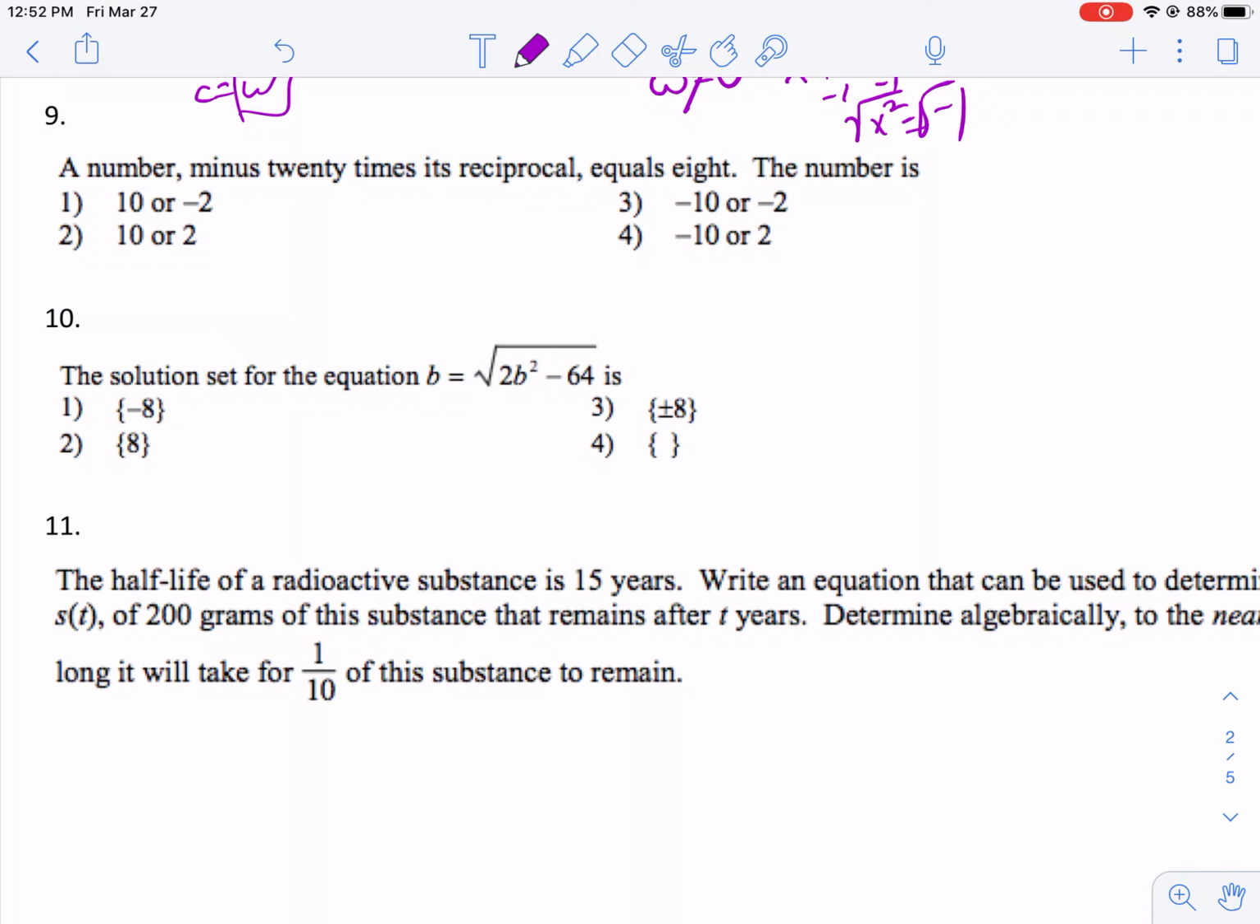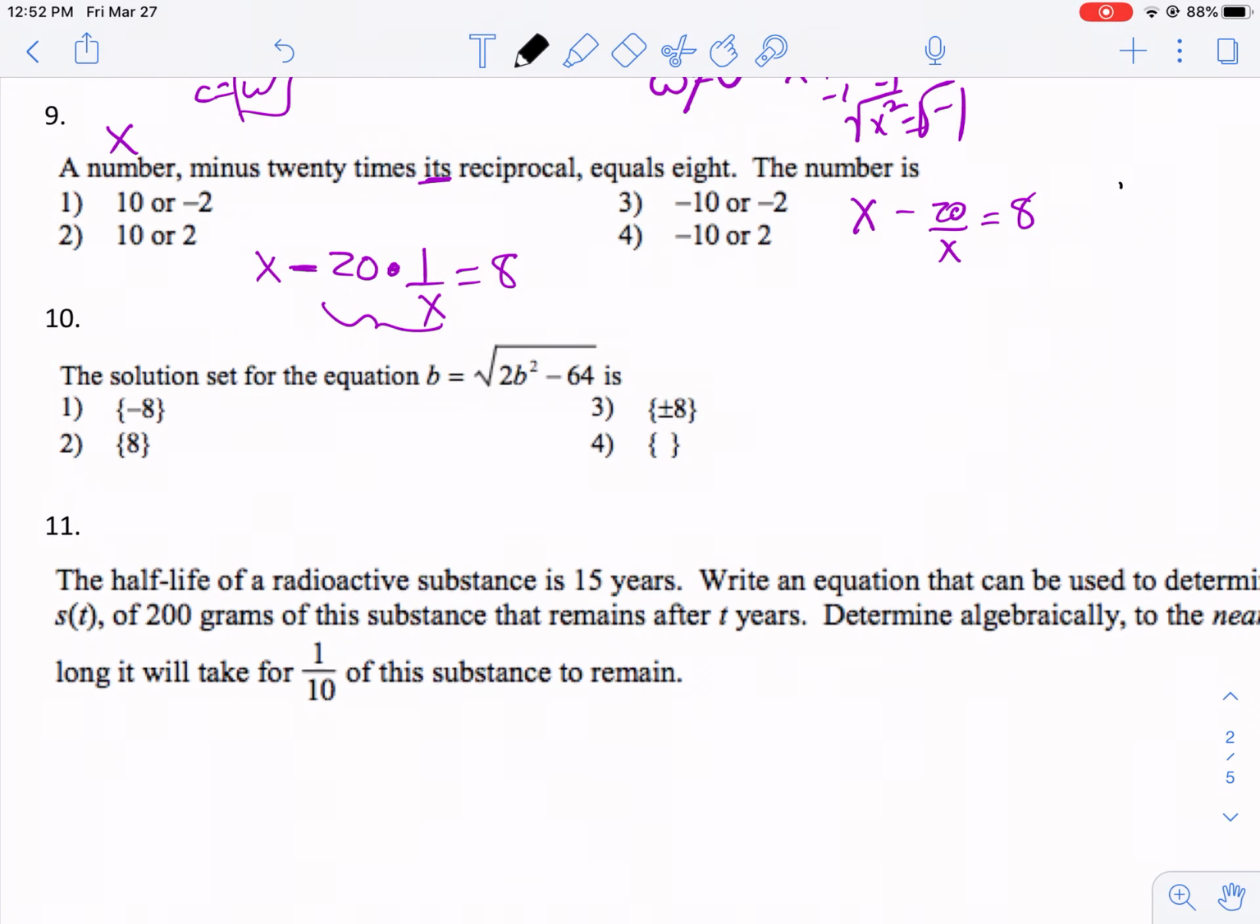Number 9. A number minus 20 times its reciprocal equals 8. What's the number? Alright, so you have a number minus 20 times its reciprocal. So the "it" is referring to is the number. A reciprocal is when you flip the fraction, so that becomes 1 over x. So if I multiply these two together, I end up with x minus 20 over x equals 8.